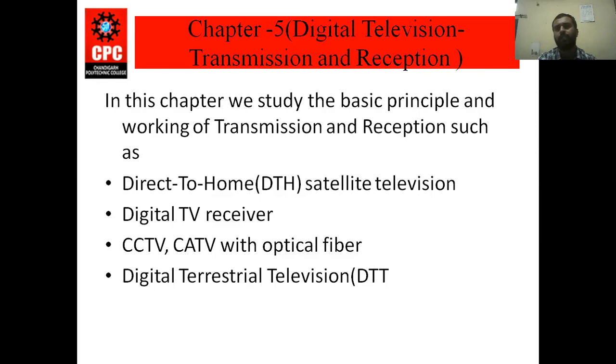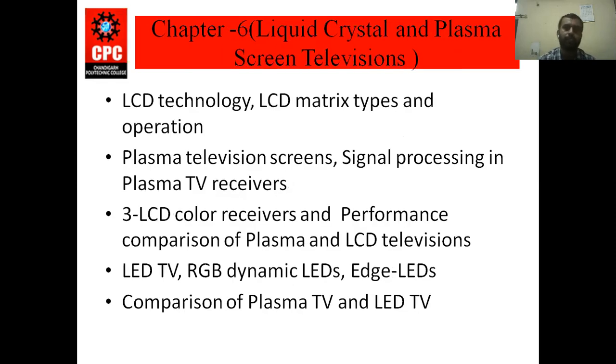These are the basic topics we studied in digital television transmitter and receiver, the fifth chapter. After that, next is LCD TV and plasma television. This chapter will discuss what an LCD TV is, how the matrix is formed, how an LCD TV is built, and how it works. There are rumors that there is liquid in an LCD TV, but there is no liquid in an LCD TV.